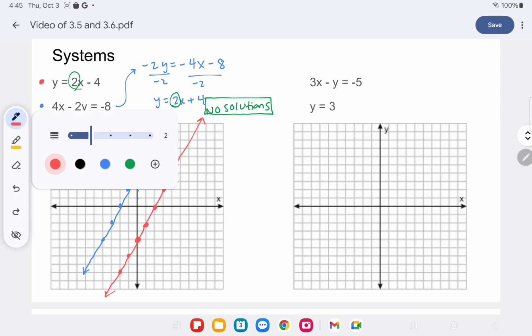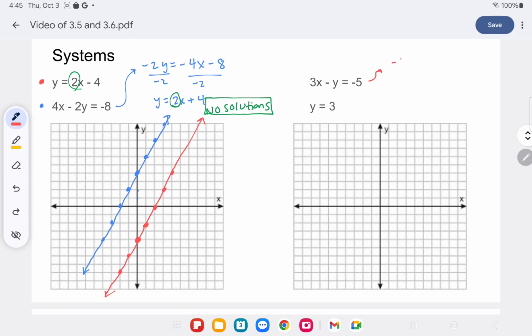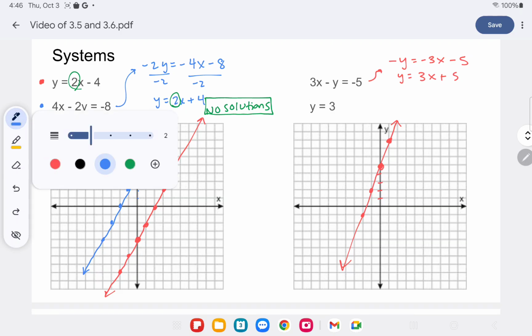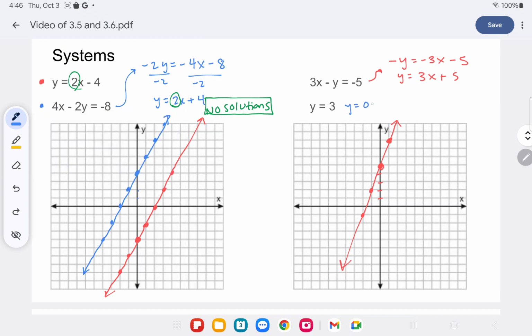For our second example, I'm going to start by rewriting this first equation in slope-intercept form. I'm going to subtract the 3x from both sides and then divide everything by -1. So I get a y-intercept of 5 and a slope of 3. Put a few points on our line to get it nice and straight. My second line is the line y equals 3. That means my slope is 0 and my y-intercept is 3.